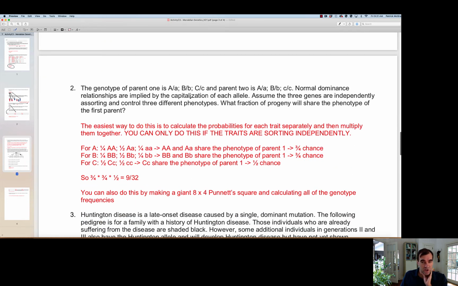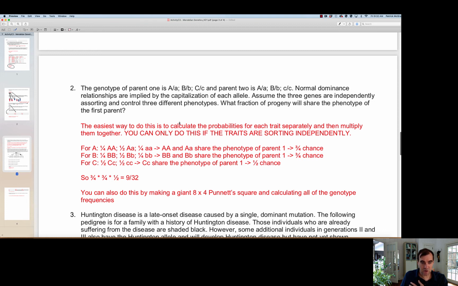All right, question number 2. We are told that we cross 2 heterozygote parents that have 3 genes that we're interested in, and you can assume that the capitalization determines the dominance or recessiveness of the traits. If we do this cross, we want to know what fraction of the progeny will share the phenotype of the first parent.